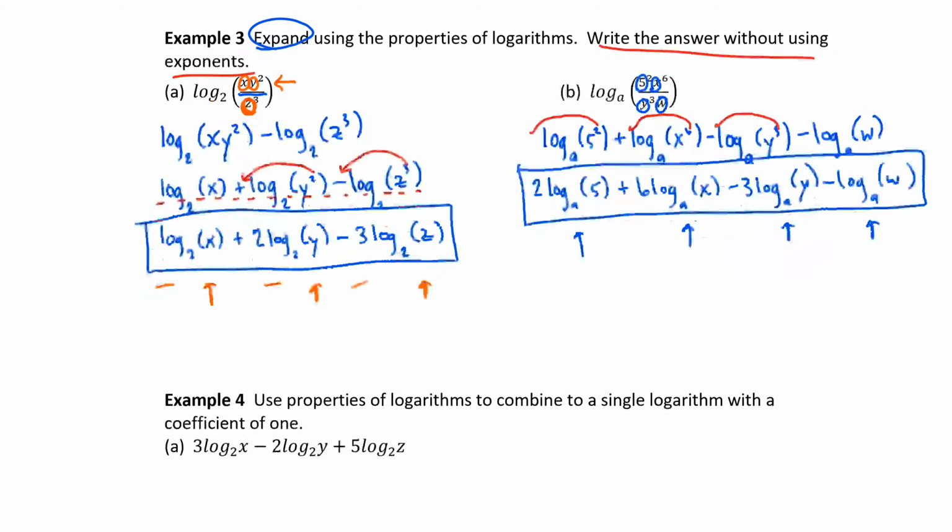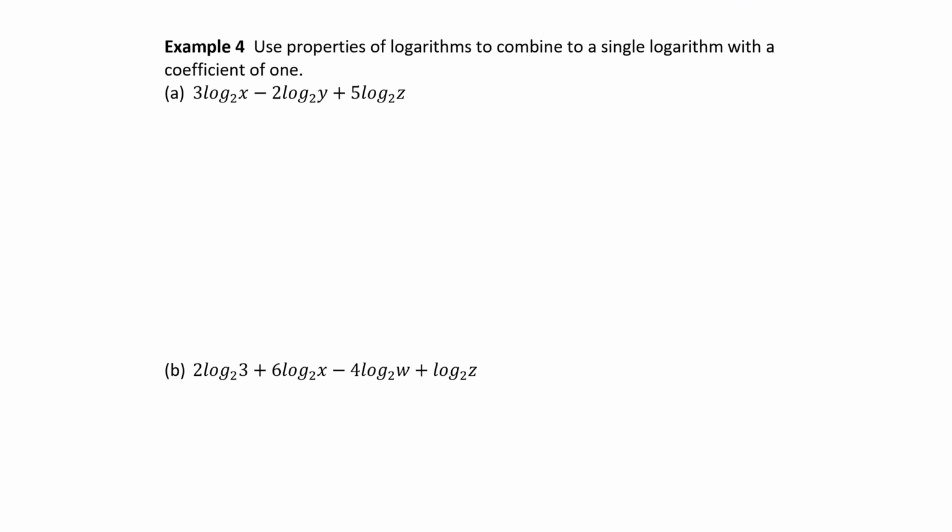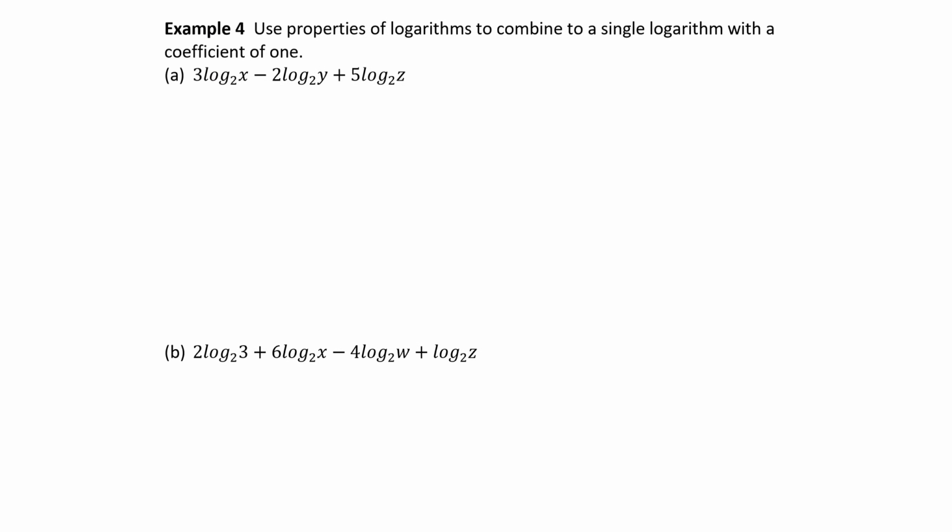Now let's go backwards. This time we're going to start with an expanded logarithmic expression and condense it to a single logarithm with no coefficient. So just like on the previous example, the very last step was to move the exponents. We're going to make that our first step on this problem. Each coefficient is going to move to the exponent position. So we could rewrite this as log base 2 of x cubed minus log base 2 of y squared plus log base 2 of z to the 5th.